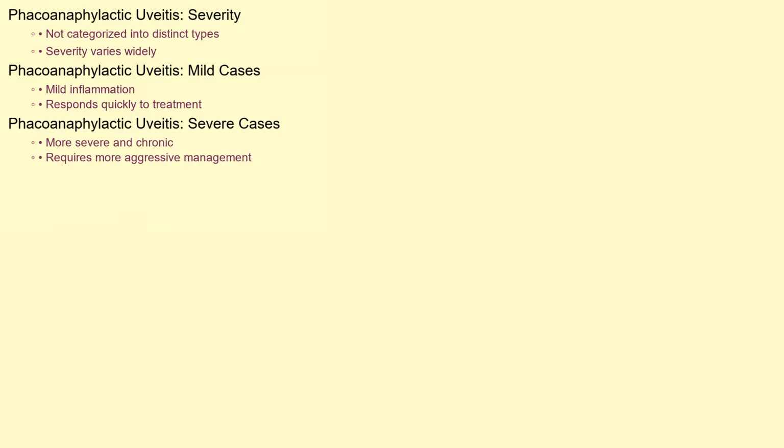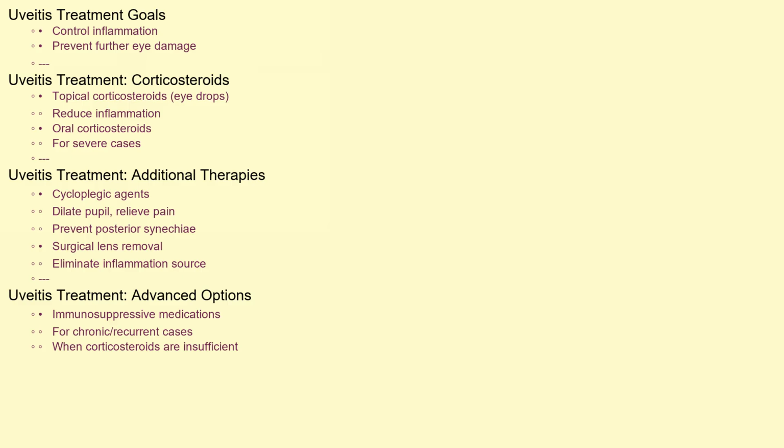While Phacoanaphylactic uveitis isn't typically categorized into distinct types, its severity can vary widely. Some cases present with mild inflammation that responds quickly to treatment, while others can be more severe and chronic, requiring more aggressive management. The primary goal of treatment is to control the inflammation and prevent further damage to the eye.